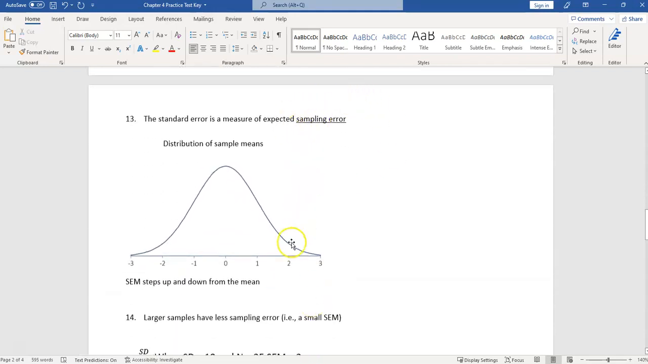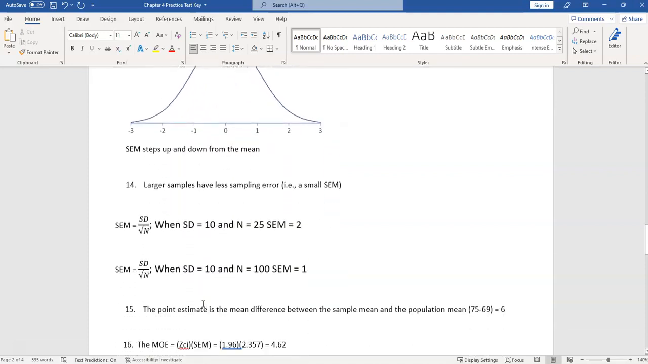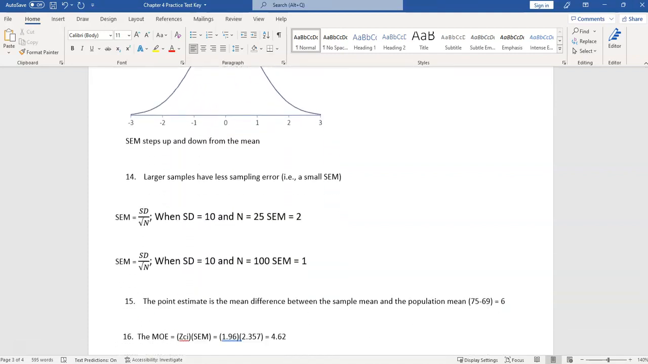Right there. And I have a little curve here to describe that, but I don't even know that we really need it. You just need to remember that the standard error of the mean is a measure of expected or typical sampling error. And it's reflected in the figure here. The size of these steps, one up and one down, is determined by the SEM. But again, we'll talk about that more in the next chapter. We don't need to go into it here.